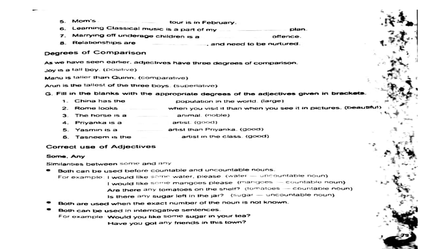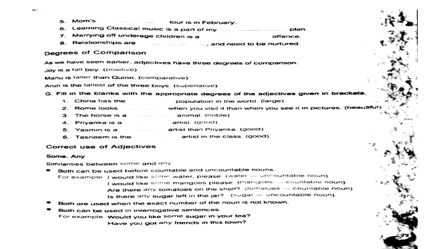So similarities between some and any. Both can be used before countable and uncountable nouns. So when we talk about countable, means which you can count, which you know it's there exactly. Uncountable means which you are not sure of. Okay, for us to understand, let us look at the example.